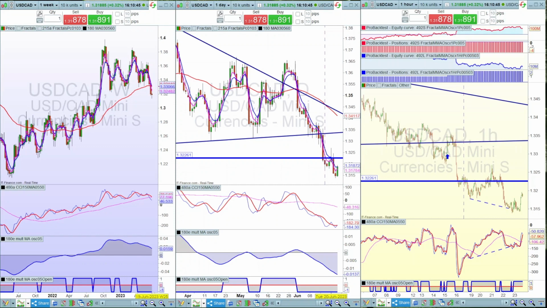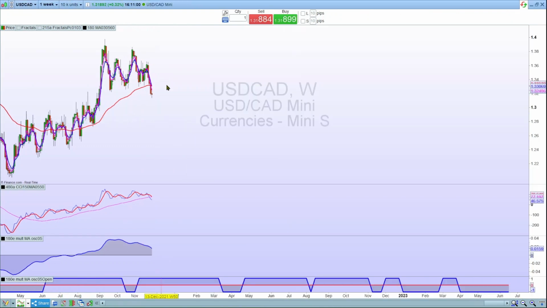This is a US Canadian dollar currency update. On the weekly and daily, we're in a bearish momentum on our indicators with a new oscillator down there. However, on the hourly, it's broken up into a bullish, and we've also got this bullish divergence currently playing out. So let's look at each of these.